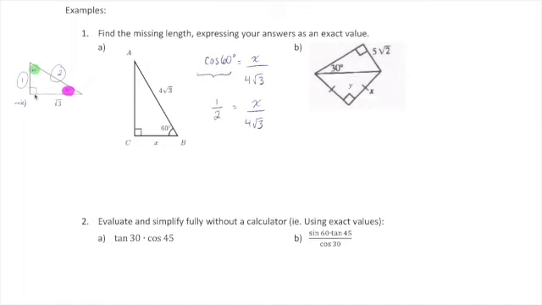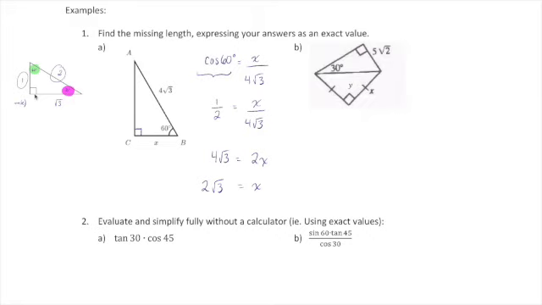Okay, now what we're left to do is cross multiply to solve for x. So you're going to have 4 root 3 equals 2x, or x equals 2 root 3 when I divide both sides by 2. So there's my exact value for x. All right, let's move on to the next one.